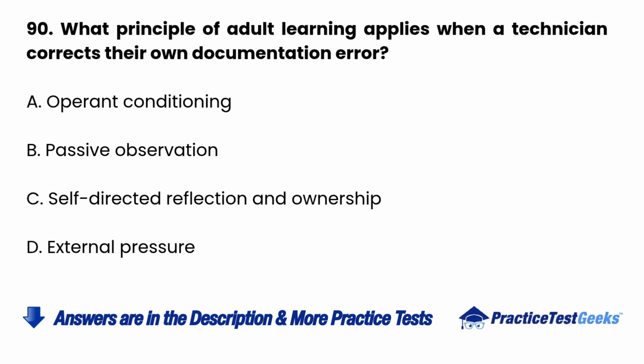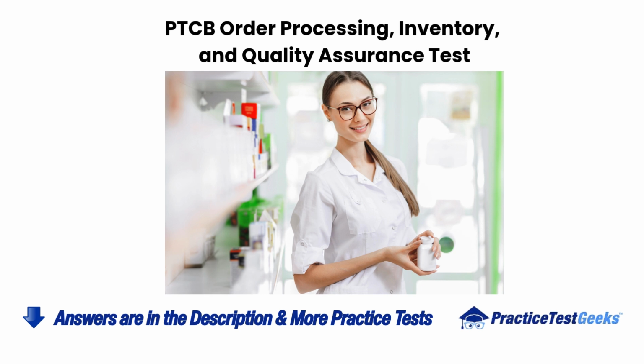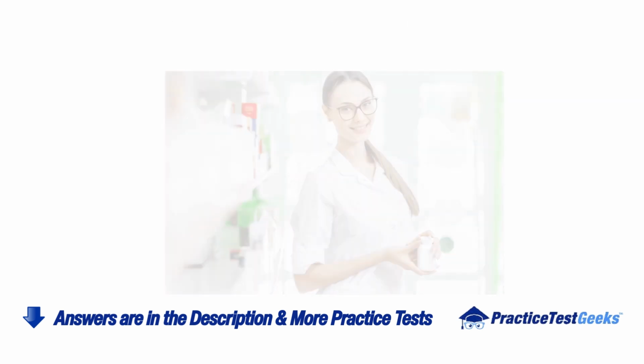90. What principle of adult learning applies when a technician corrects their own documentation error? A. Operant conditioning. B. Passive observation. C. Self-directed reflection and ownership. D. External pressure.